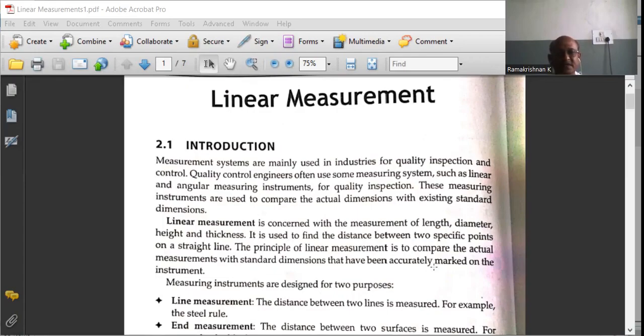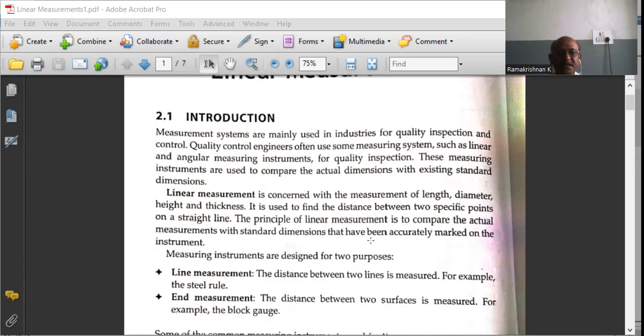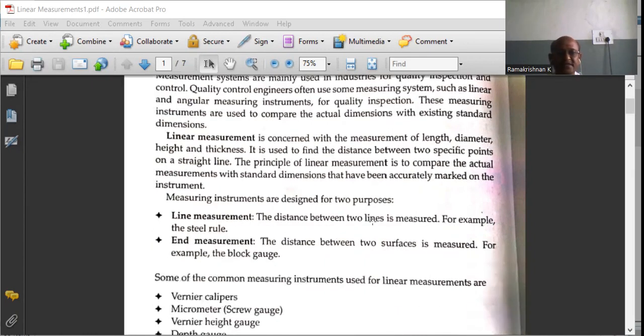Now, to start with, linear measurements. They are normally concerned with the measurement of diameter, thickness, height, and length. These come under linear measurements, which are used to find the distance between two points on a straight line. Here it is divided into two: line measurements, where the distance between two lines of measure is measured, and end measurements, where the distance between two surfaces is measured.